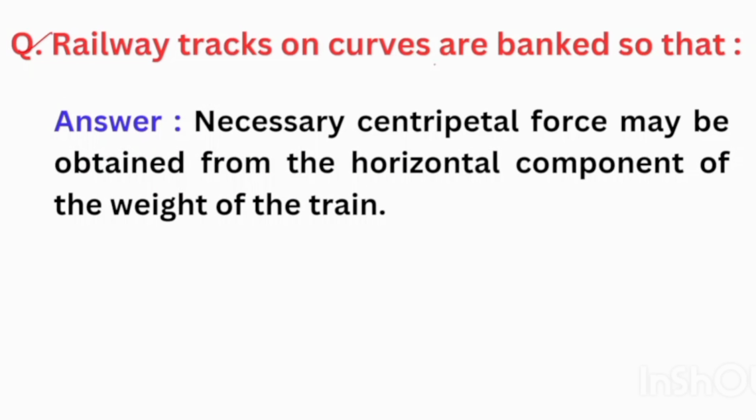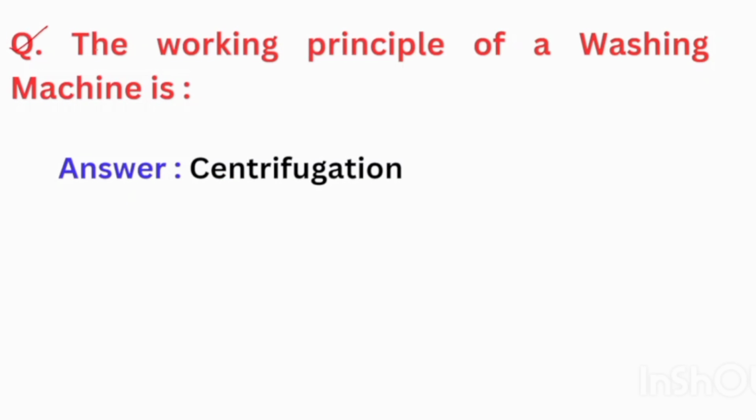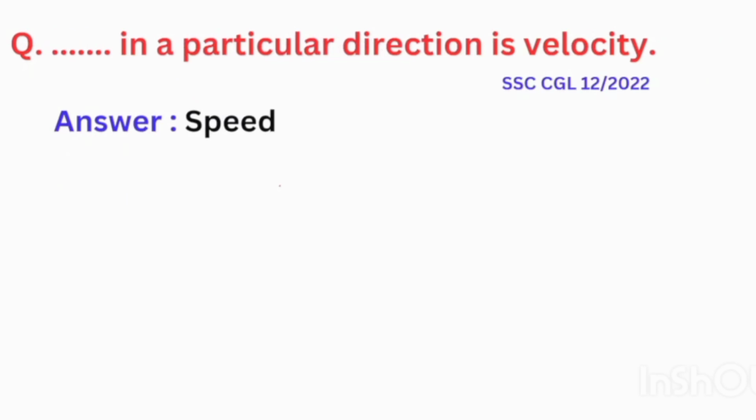Railway tracks on curves are banked so that the necessary centripetal force may be obtained from the horizontal component of the weight of the train. Okay, when milk is churned, the cream separates from it due to centrifugal force. Okay, the working principle of a washing machine is centrifugation.